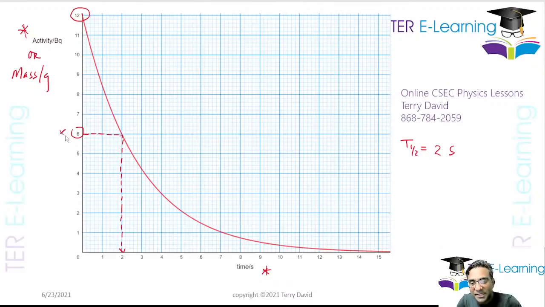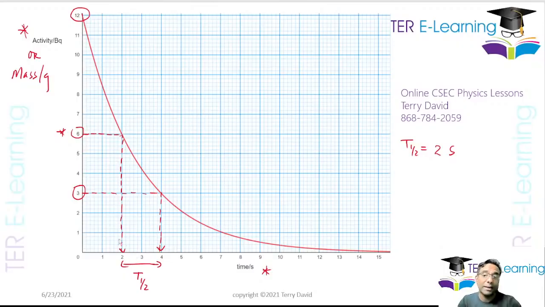So if my activity is now at 6, let's decrease that by half again. 6 divided by 2 gives me an activity of 3. I'm going to go across here and read off this time. The time I'm getting here is 4 seconds, but the time I'm interested in is this time interval here, the time from 2 to 4. So this period here is my half-life. My half-life is 4 minus 2, so again I'm getting a half-life of 2 seconds.